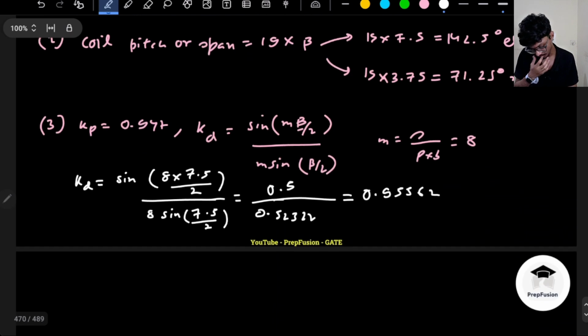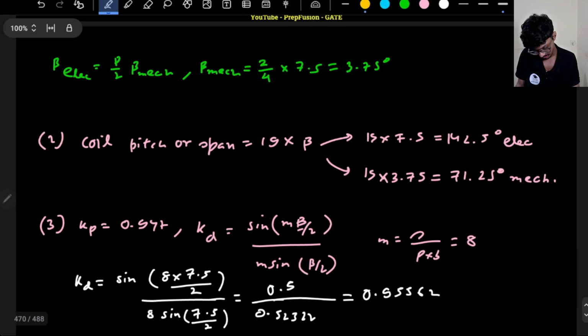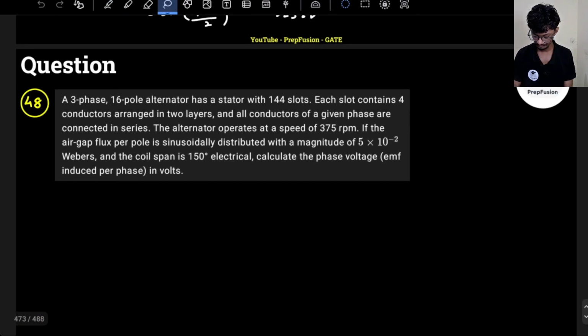So from here, we have already found all the answers, right? This is the distribution factor. So we got all the answers. Kp we have already found out. So Kd we just need to find out, that is 0.95562. Okay, this will be the answer for this question. So let's solve this question.